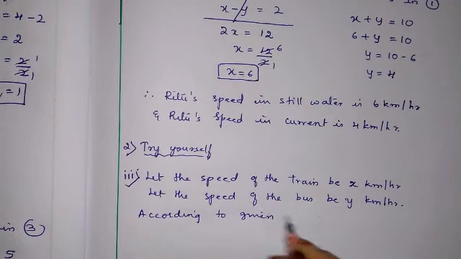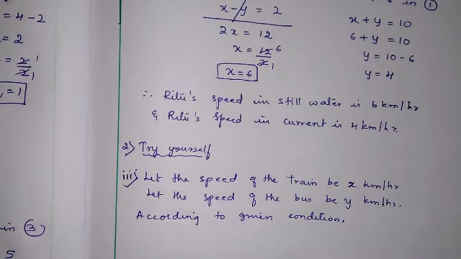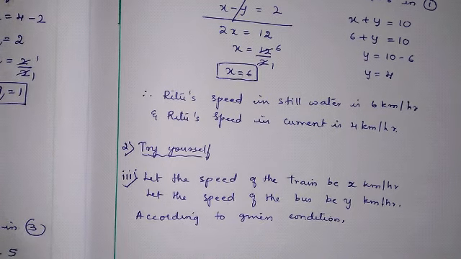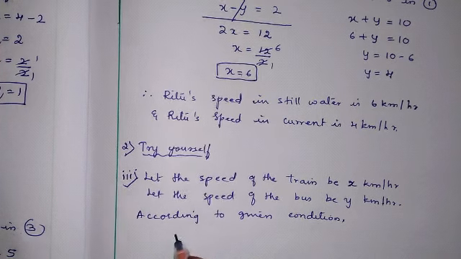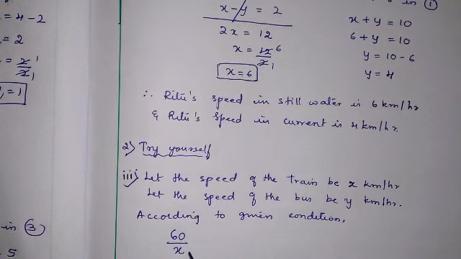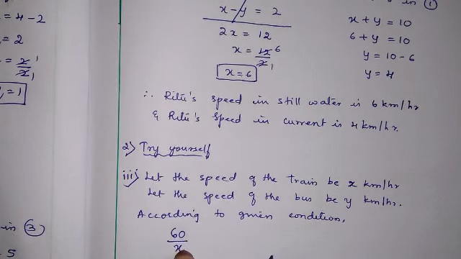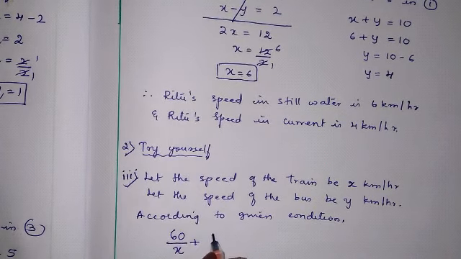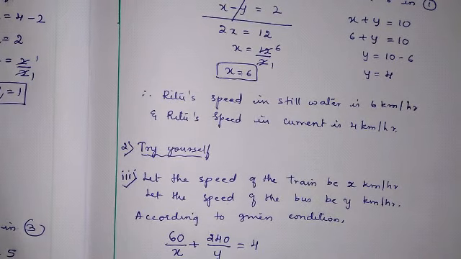Let me read the question, and while watching the video, keep the textbook open, or else you will not understand this question. Ruhi travels 300 km to her home partly by train and partly by bus. She takes 4 hours if she travels 60 km by train, then the remaining by bus. Out of 300, if she travels 60 by train, how much remains? 240 will remain, 240 by bus. She takes 4 hours. This is the first condition.